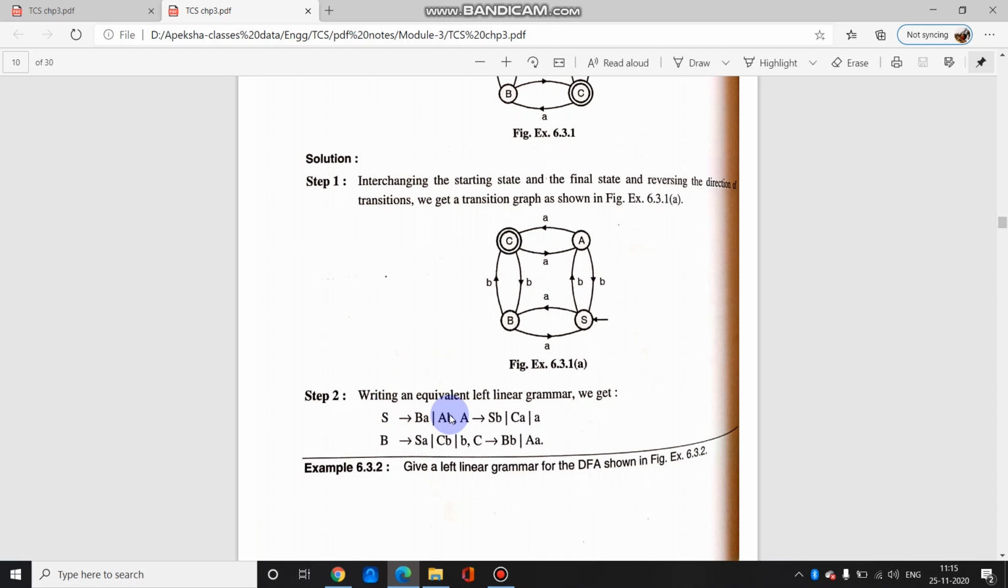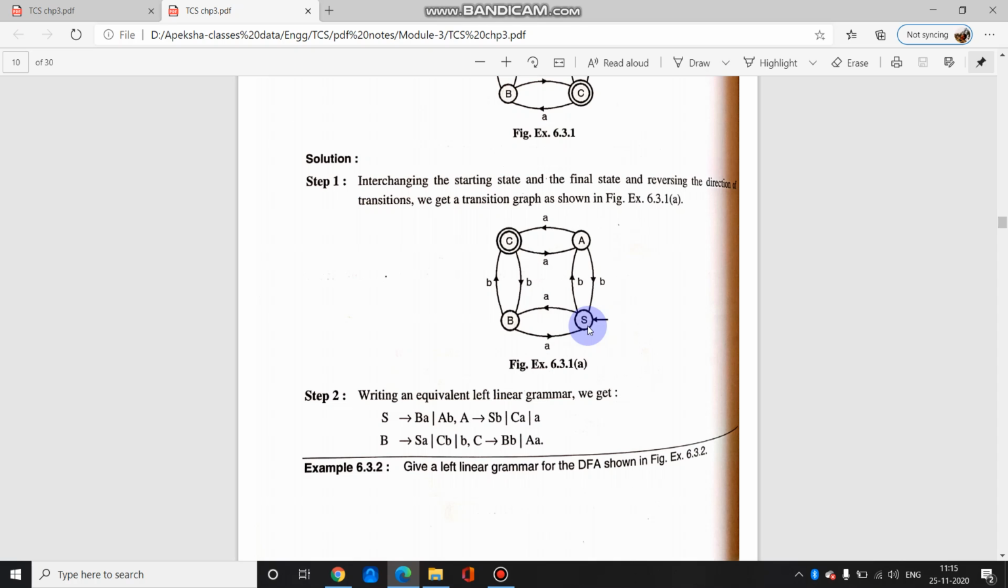Now an important thing to remember is that in a left linear grammar, the non-terminal symbols have to appear on the left hand side. These are the terminal symbols, and these which are shown in capitals are the non-terminal symbols. So whatever non-terminal symbols there are, they should be on the left hand side for a left linear grammar.